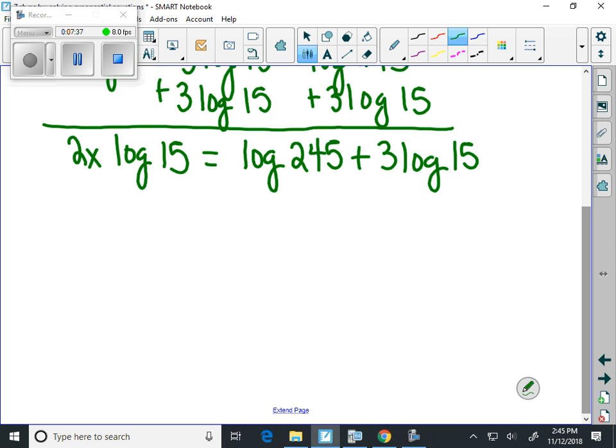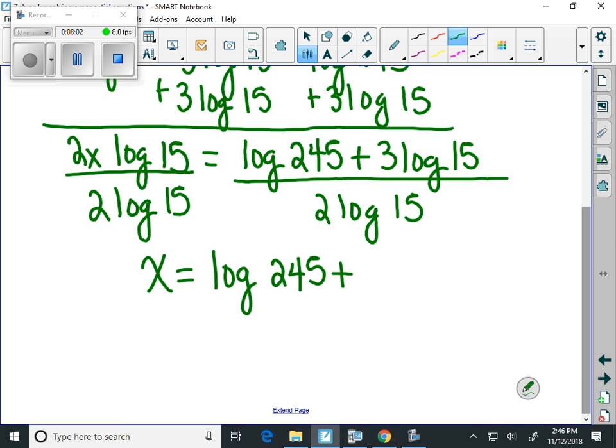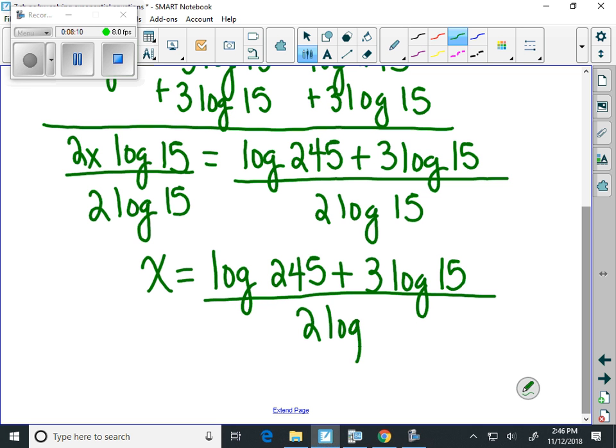Well, we want x by itself. And it's 2 multiplied by x multiplied by log of 15. So we can divide by 2 log of 15 on both sides. And what we get is x equals log 245 plus 3 log of 15, divided by 2 log of 15. And that's our exact answer.